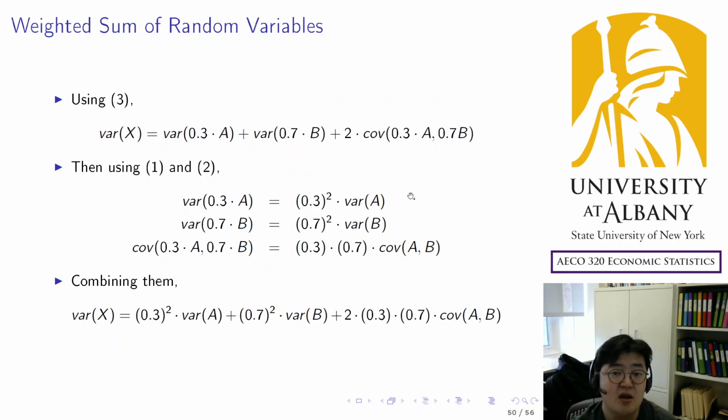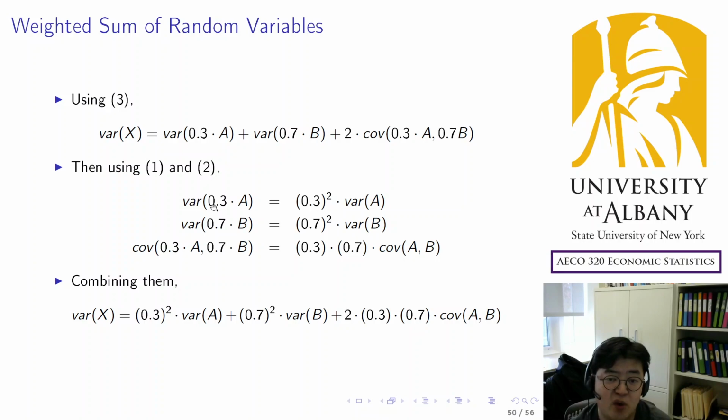Okay? So first, X is a sum of two parts, 30% of A plus 70% of B. Treating each of them as a random variable, you may write the variance of X as the variance of the first part plus the variance of the second part plus 2 times the covariance between them. That is what we get using the third equation, and we will derive each of them using the first two equations.